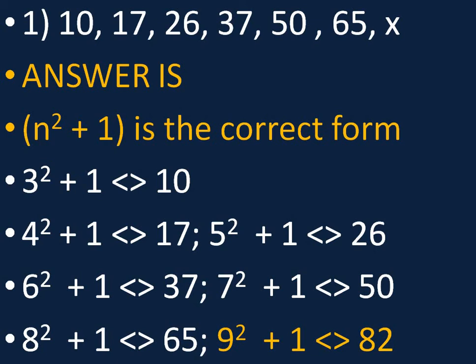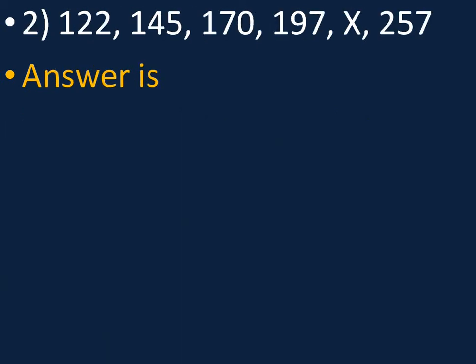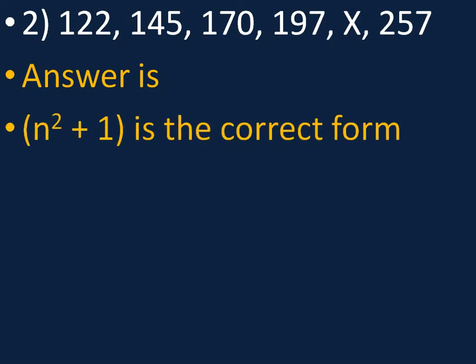Now let's move on to the second question. The second question is 122, 145, 170, 197, and we have to find out the number x, and it is followed by 257. So we have to find what kind of format is going to be used to get the answer. The correct form is n square plus 1, as we saw earlier, because in this question we can easily identify it from the first two numbers, 122 and 145.